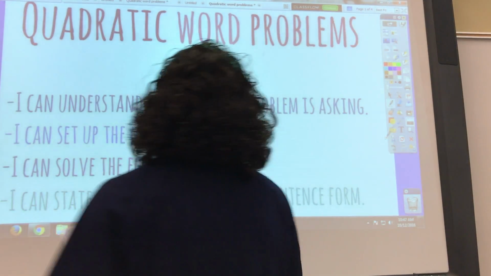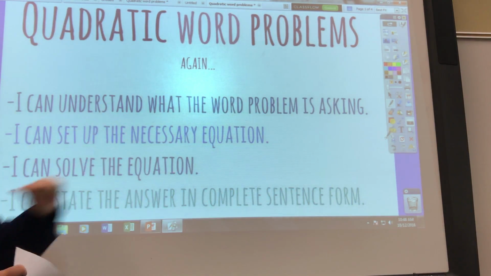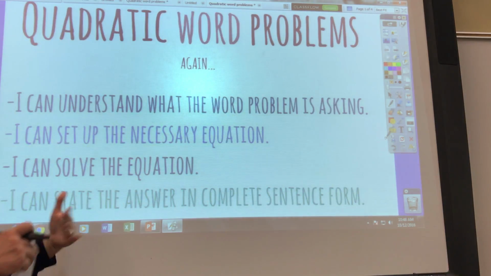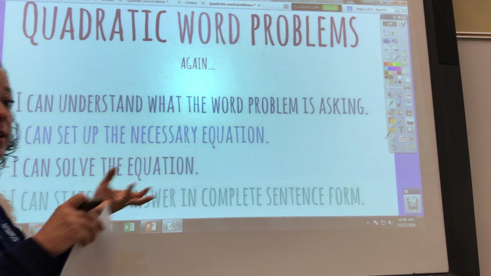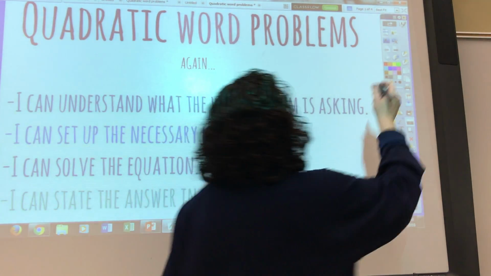We are on to another day of word problems, quadratic word problems that is. And remember, I want you to be able to understand what the word problem is asking. I want you to be able to set up the necessary equation and process. I want you to actually solve the equation or use your calculator to solve it. And I want you to be able to state the answer in complete sentence form.